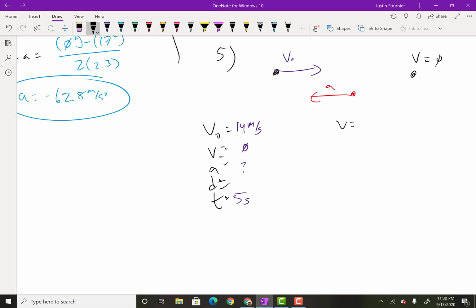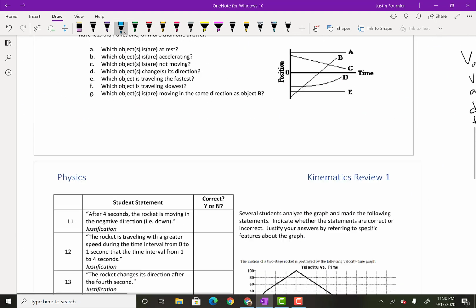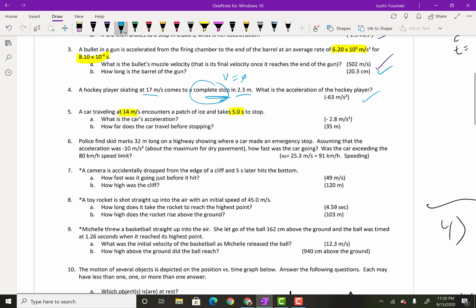I'm thinking v equals v naught plus at. So v minus v naught over t equals the acceleration. And plugging everything in, that's going to be 0 minus 14 divided by 5, which is my acceleration. So it's going to be negative 14 divided by 5, negative 2.8 meters per second squared. Boom. Is that right? Negative 2.8 meters per second squared. Yep. How far does it travel?